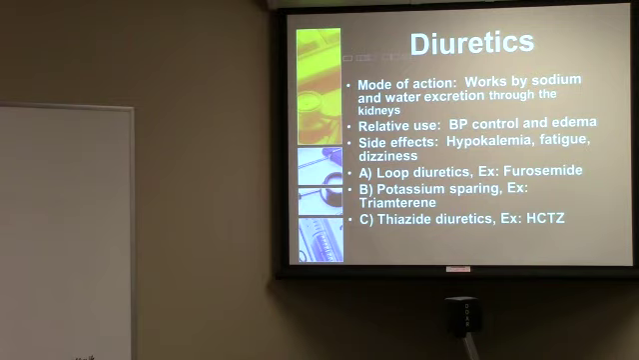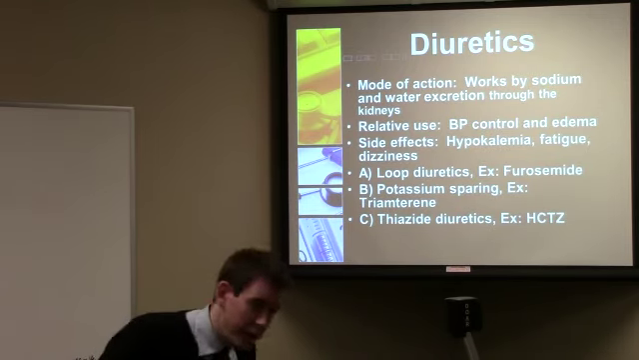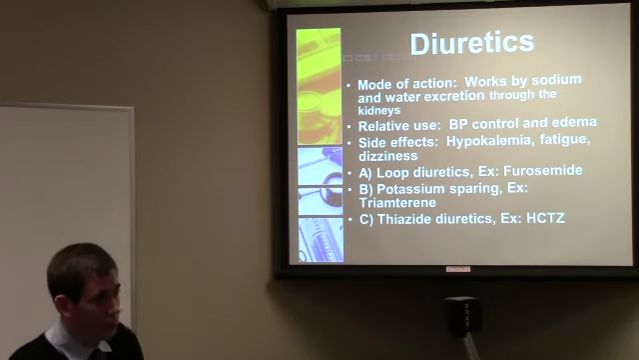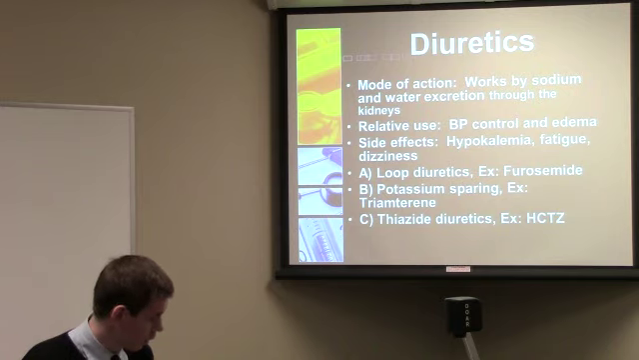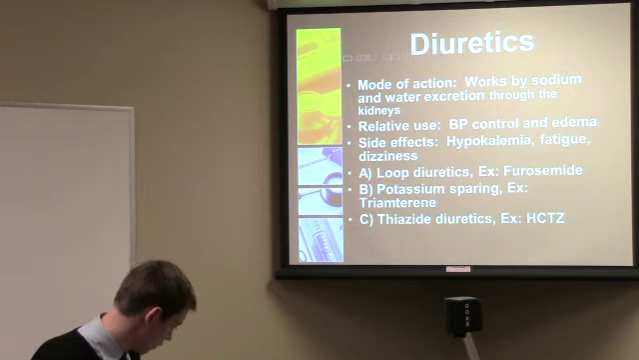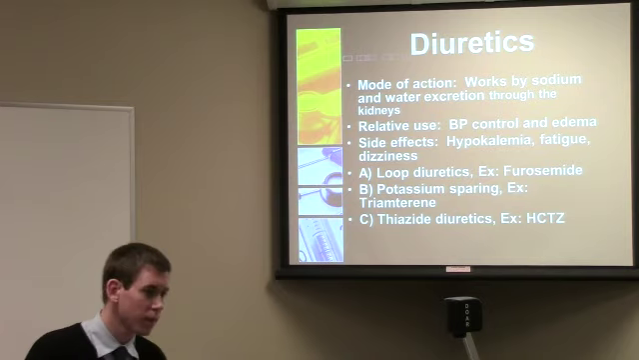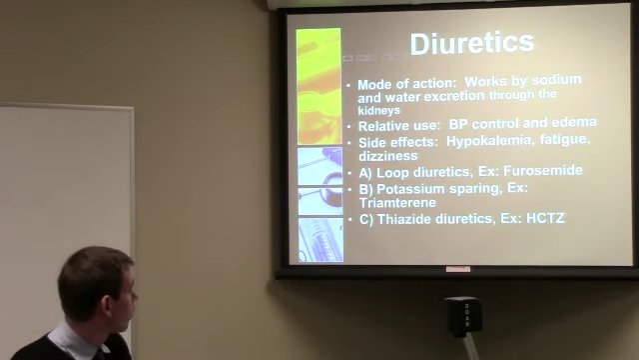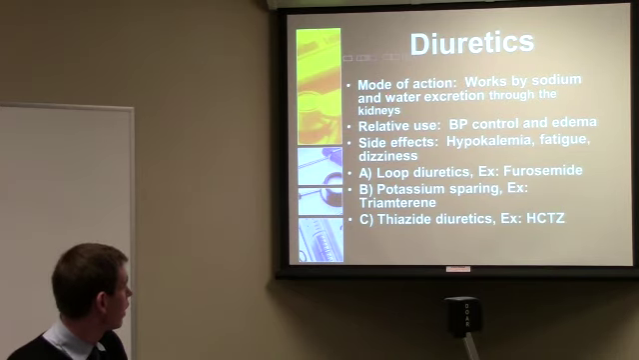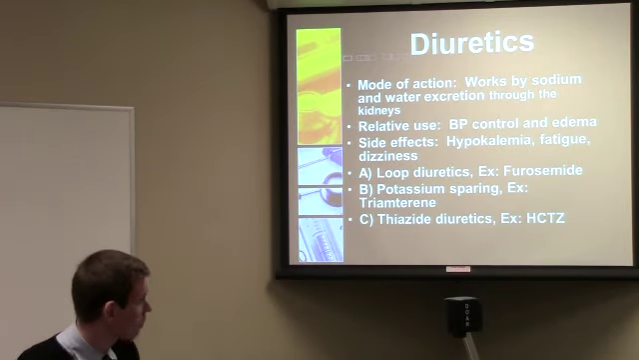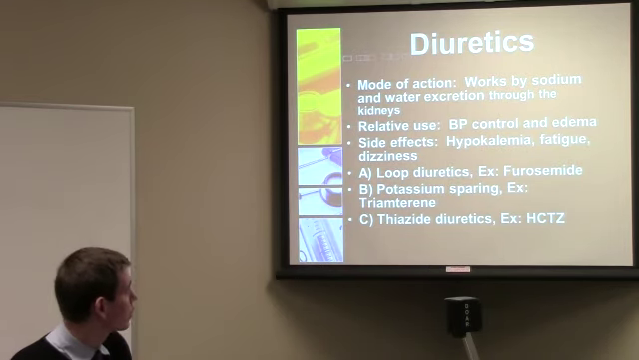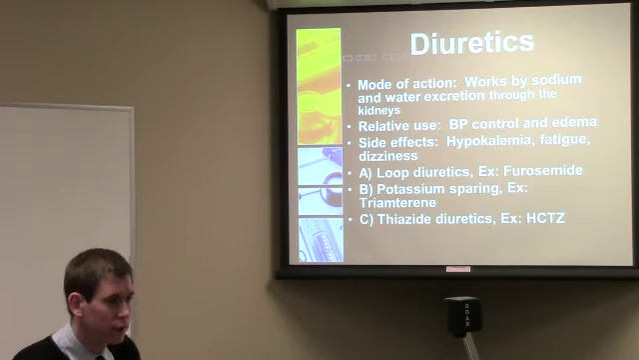The first one that we'll look at is going to be diuretics, also known as simple water pills. So patients take them and they will urinate. So it helps get excess water and sodium out of the body. So used for blood pressure control. So it works by sodium and water excretion through the kidney. So basically, a patient is just going to be urinating a lot. Used for blood pressure control and also edema. It can be used for both peripheral edema and pulmonary edema.